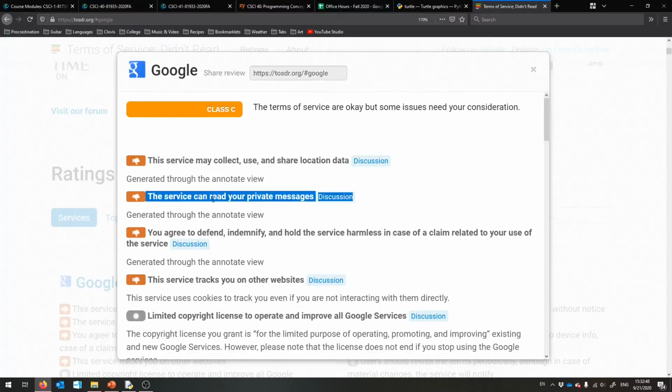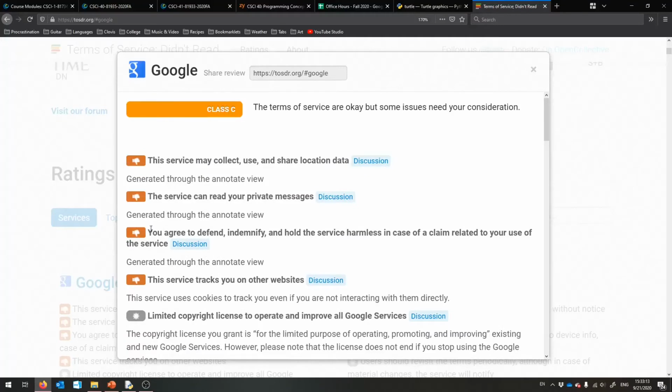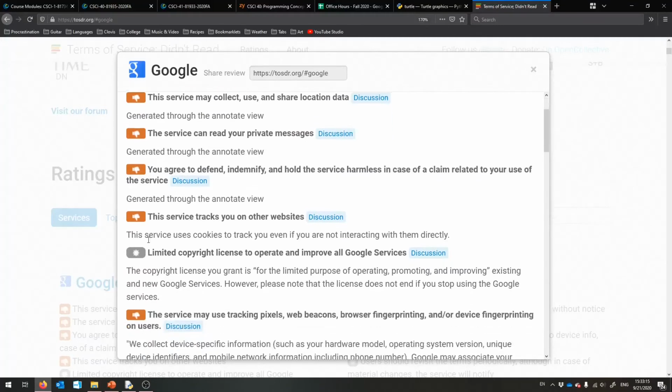This service can read your private messages. Oof. So I guess, what does Google have? They used to have Google Plus. Now they have Gmail. So your emails, they can go and look at all those. Is that okay with you? Maybe that's fine. I mean, they have to store that data. You're giving them the right to do that. But they can go and read whatever they want. And it sounds like it's without a court order. They can just do it for fun.